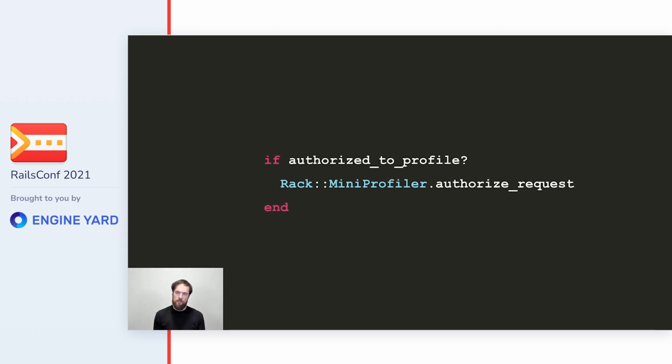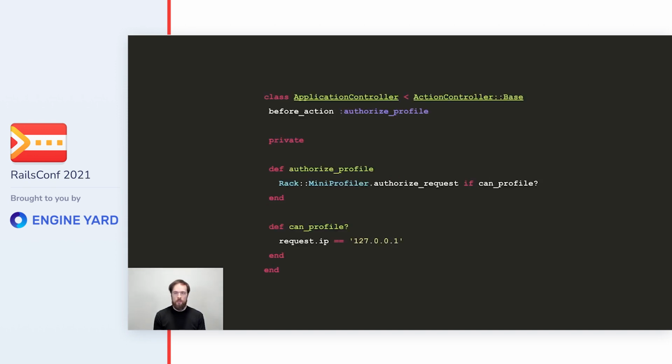We can authorize profiling in production with the authorize request method. This has no effect in development because profiling is always authorized in development. Plugging it into our application controller, we need to pair it with some kind of authentication method.